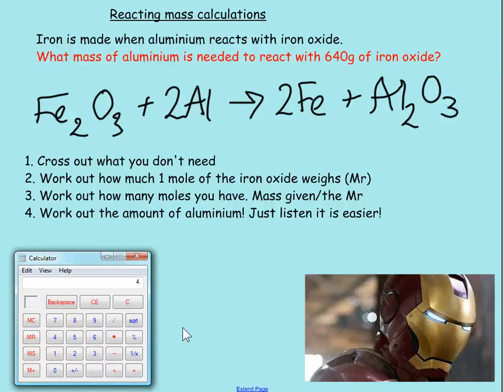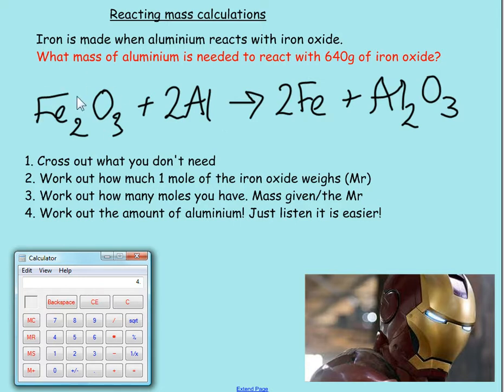Right, I'm going to show you how to work out some reacting mass calculations. There's loads of different ones. I'm just going to start on this easy one. Well, easy. So here we start with the question. Iron is made when aluminium reacts with iron oxide. So there's the aluminium here, and there's the iron oxide. Question is, what mass of aluminium is needed to react with 640 grams of this?